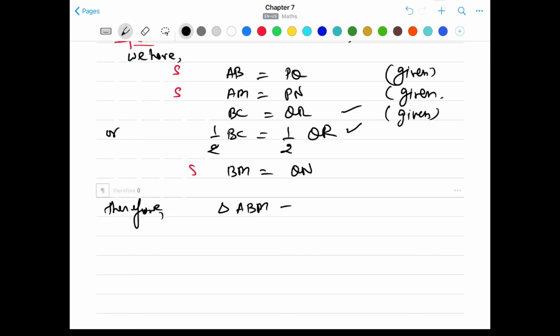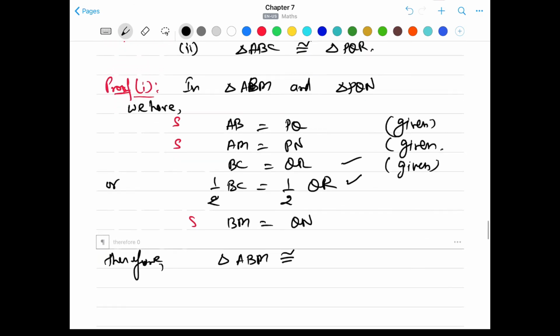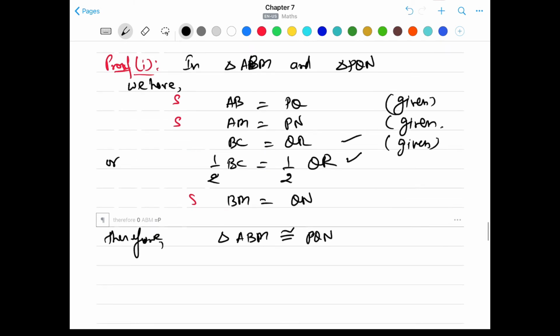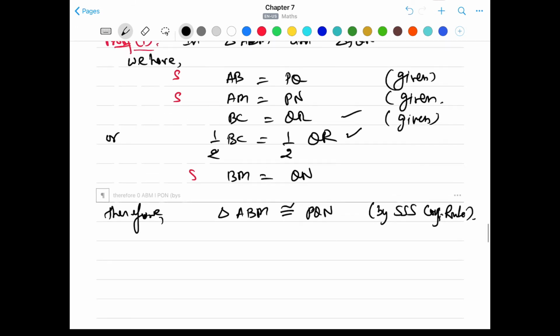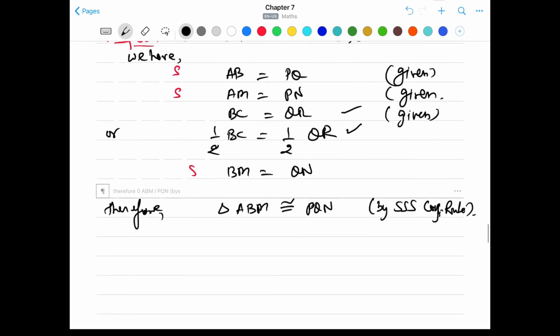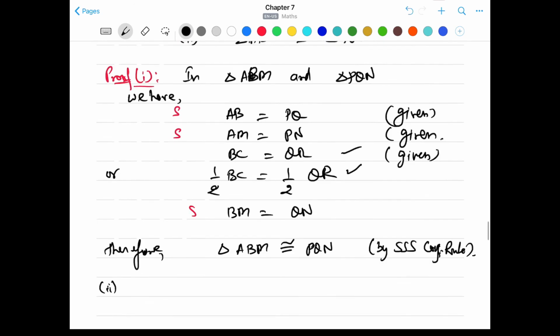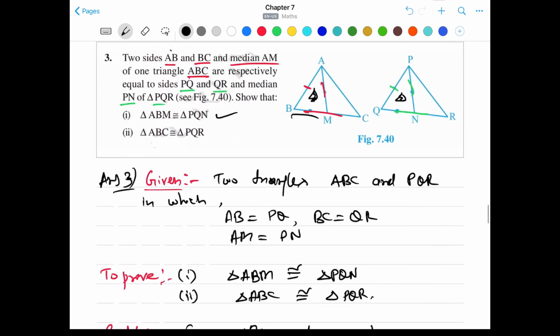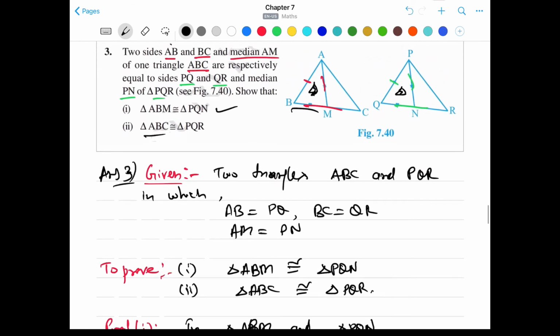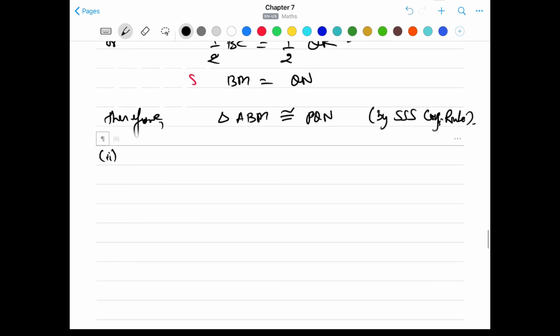So therefore triangle ABM will be congruent to triangle PQN. These two triangles will be congruent. This is by the side congruence rule. Now moving to the second part of this question. Now we have to prove that triangle ABC is congruent to triangle PQR.